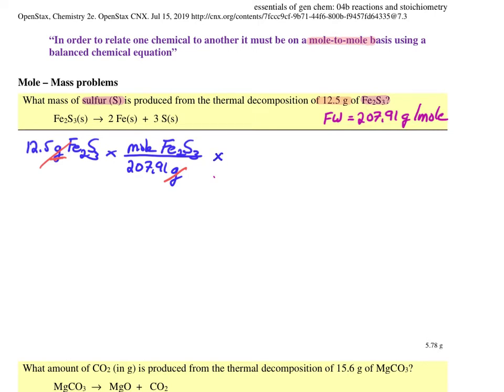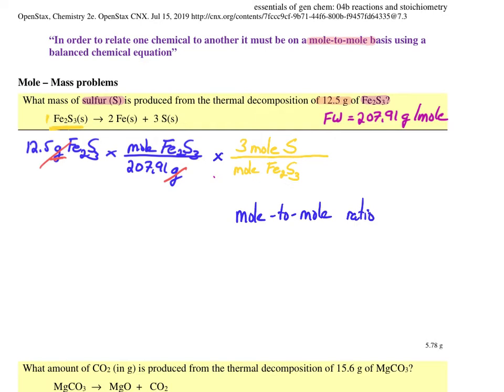Now we need to determine our mole-to-mole ratio from our balanced chemical equation. We look up to our balanced chemical equation and we see that every unit of iron compound is going to give us 3 units of sulfur.